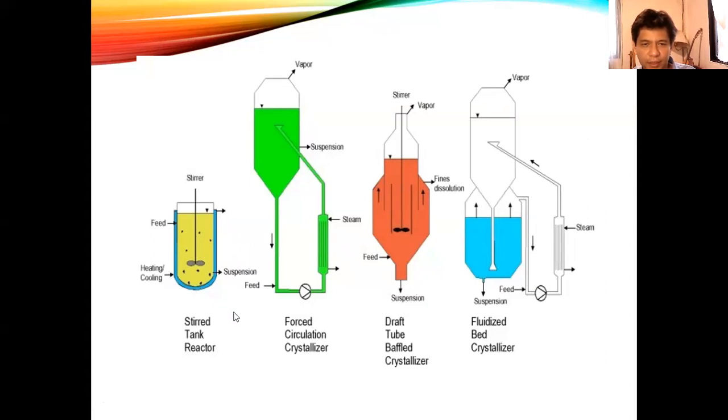Then the second one, the last one is the Oslo. This is the Oslo crystallizer. Kita nyo, the other name is fluidized bed crystallizer. Ito yung output niya, yung crystals, di ba, na generally malalaki yung granules. So this is the Oslo.